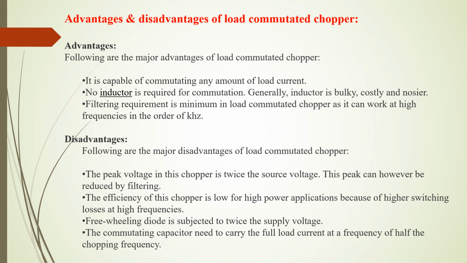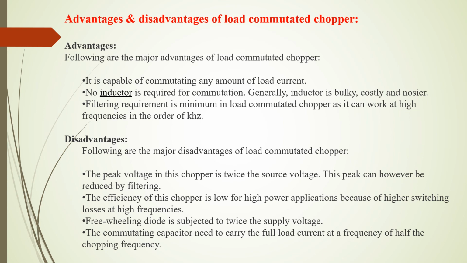So what are the disadvantages? Following are the major disadvantages of the load commutated chopper. The peak voltage in this chopper is twice the source voltage, because the load voltage we observe is the source voltage plus the capacitor voltage, both adding upon the load. This peak can however be reduced by filtering, but the peak voltage is one of the disadvantages we can see in this chopper.